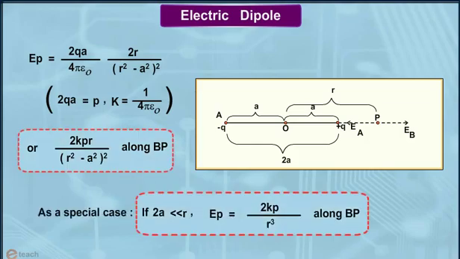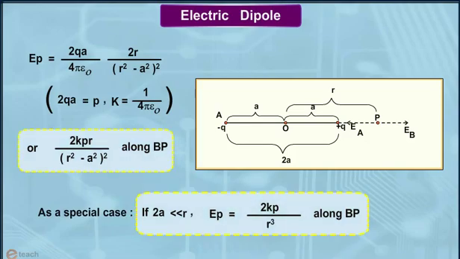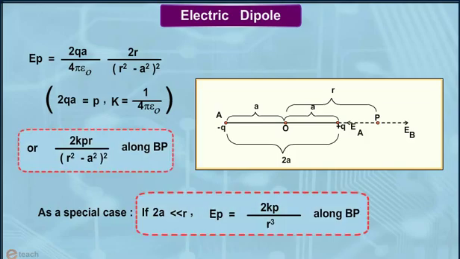As a special case, if r is much larger compared to a, then E_P is reduced to 2kp by r cube.